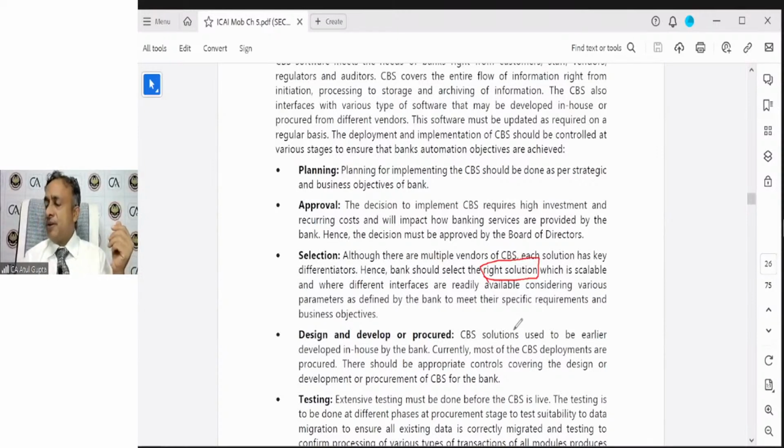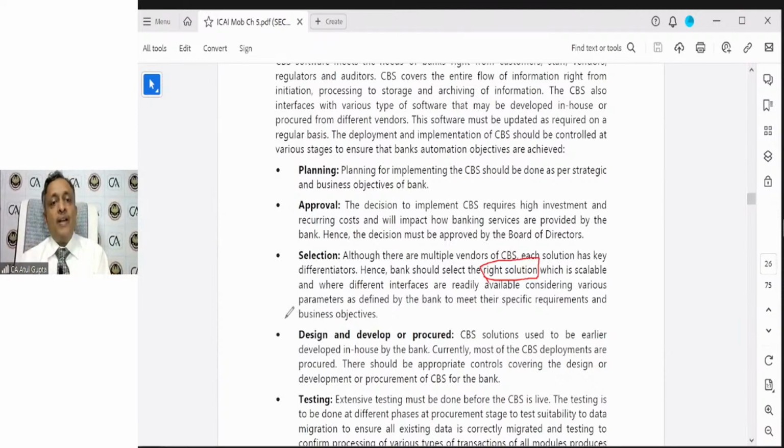SA 620 is using the work of an auditor's expert. No, that doesn't go, Gundu Chandrasekhar. No. Two are good: SA 260, communicating with those charged with governance, and SA 265, communicating deficiencies in internal control. Okay. So in selection, you have to tell me what were the lines that indicated that the bank has selected the right solution.